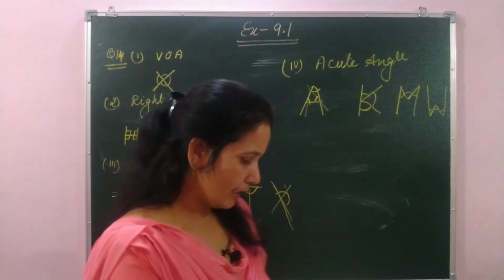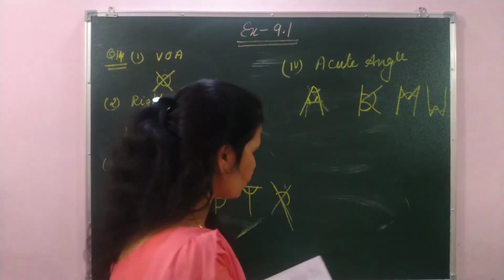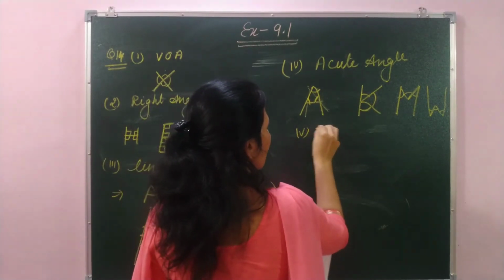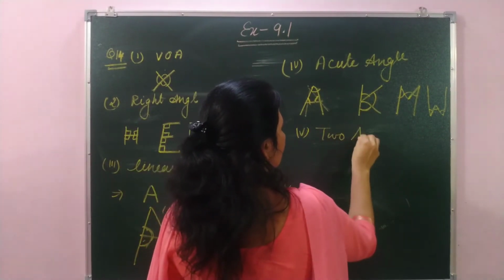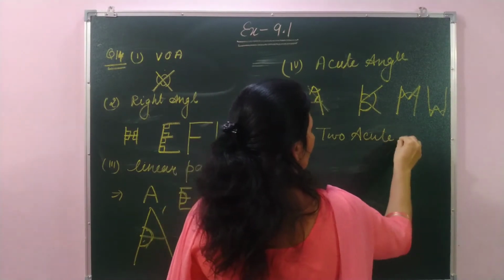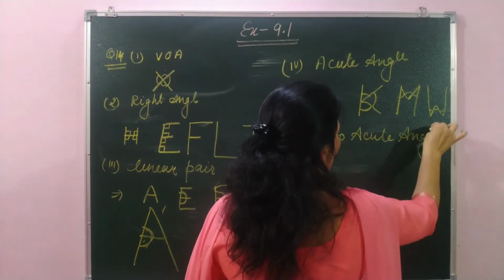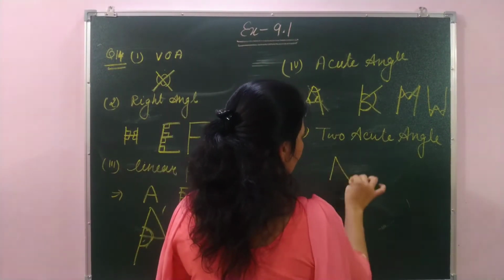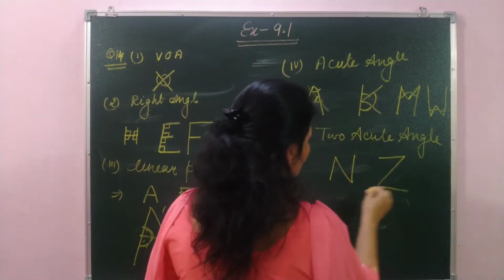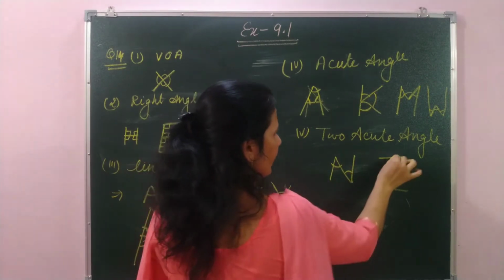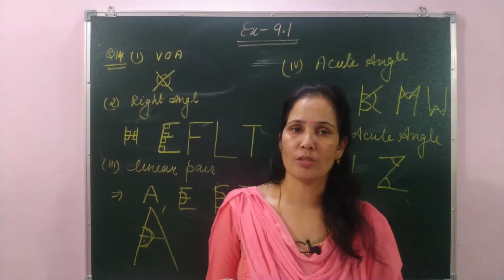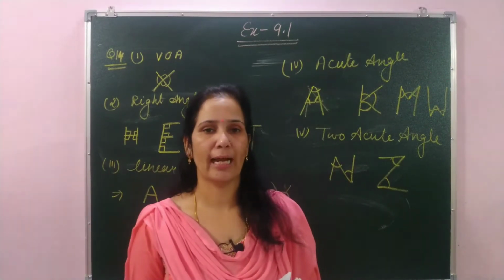Okay. Now then after the last point from this question, two acute angles. Here we have three acute angles showing. Now two acute angles. Which alphabets show two acute angles? So these two alphabets are N and Z. Have you observed this two acute angle and this two acute angle? These two alphabets show two acute angles.